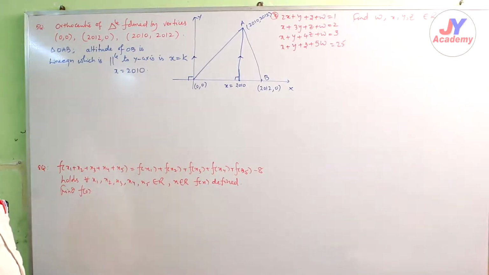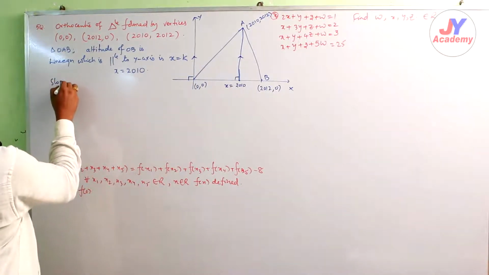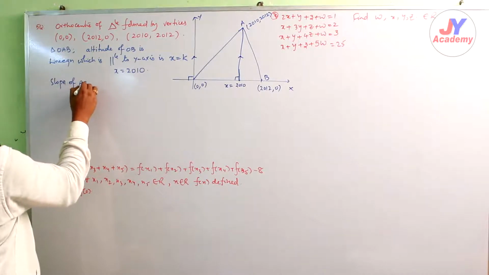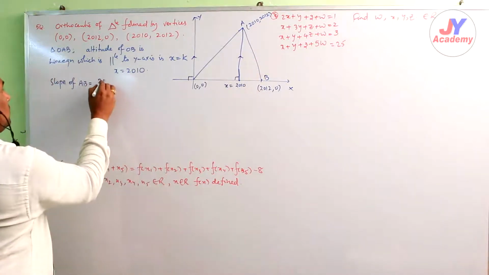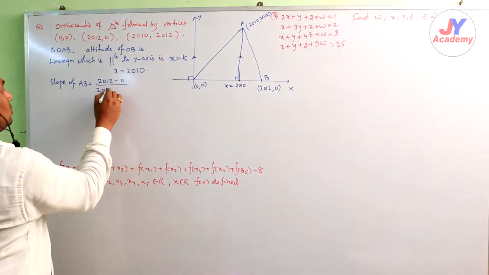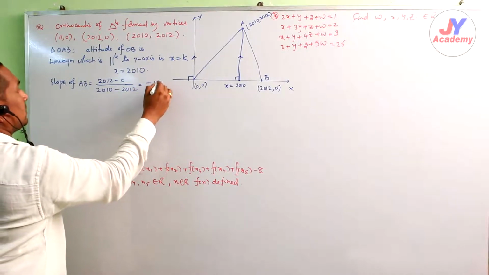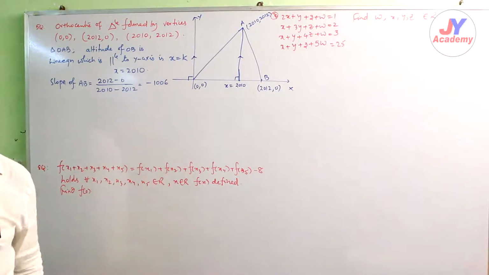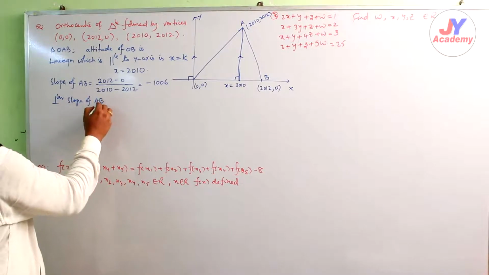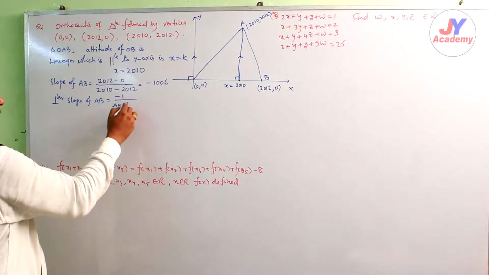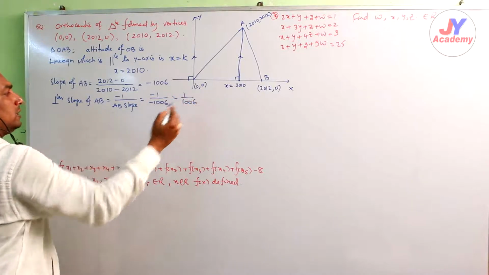One more altitude we have to find. Right. Now better to find the slope of AB. What is the AB slope? y2 minus y1 over x2 minus x1, that is 2012 minus 0 by 2010 minus 2012, that is equal to minus 1006. Perpendicular slope of AB is minus 1 by the AB slope, minus 1 by minus 1006, that is 1 by 1006.